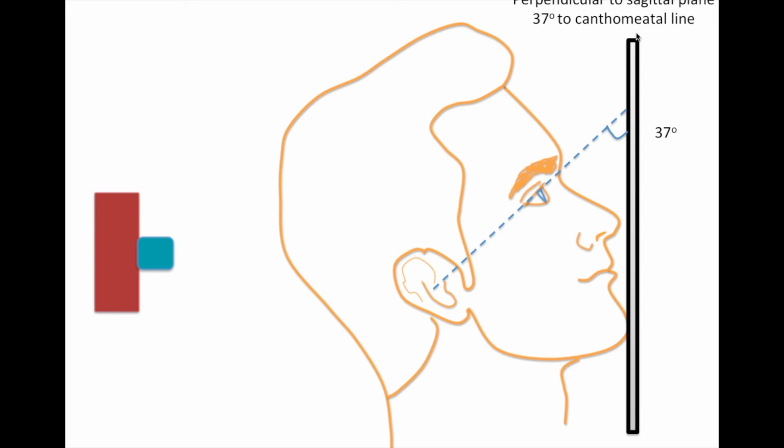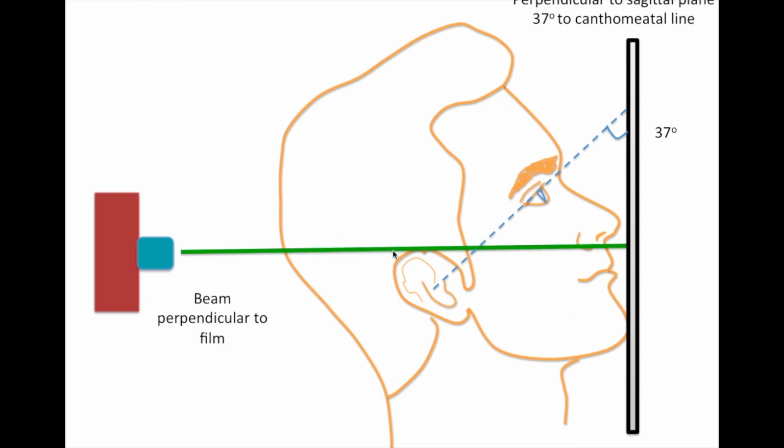So the sagittal plane and the image receptor are in two different planes that are perpendicular to each other. We got the canthomeatal line at 37 degrees, and only the chin is touching. And the beam is directed perpendicular to the film and directed along the maxillary sinus. So this was the Waters view.